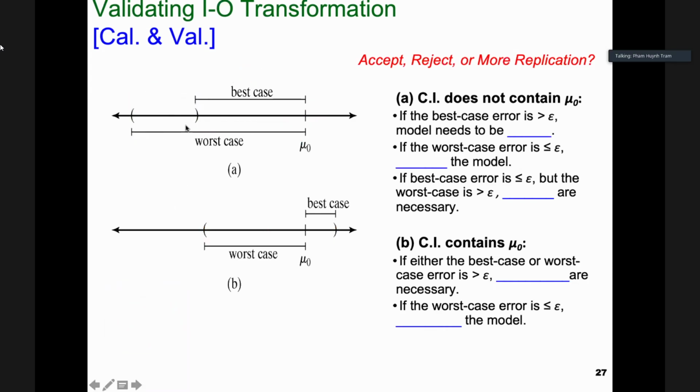Let's try again. All right, so when my simulation output is here, this is the best case I have, because the difference between the simulation and the real system is the smallest compared to other cases. Now, when my simulation output falls at this point, at the end of the confidence interval, I call this the worst case, because the difference between the simulation and the real system in that case is the largest.